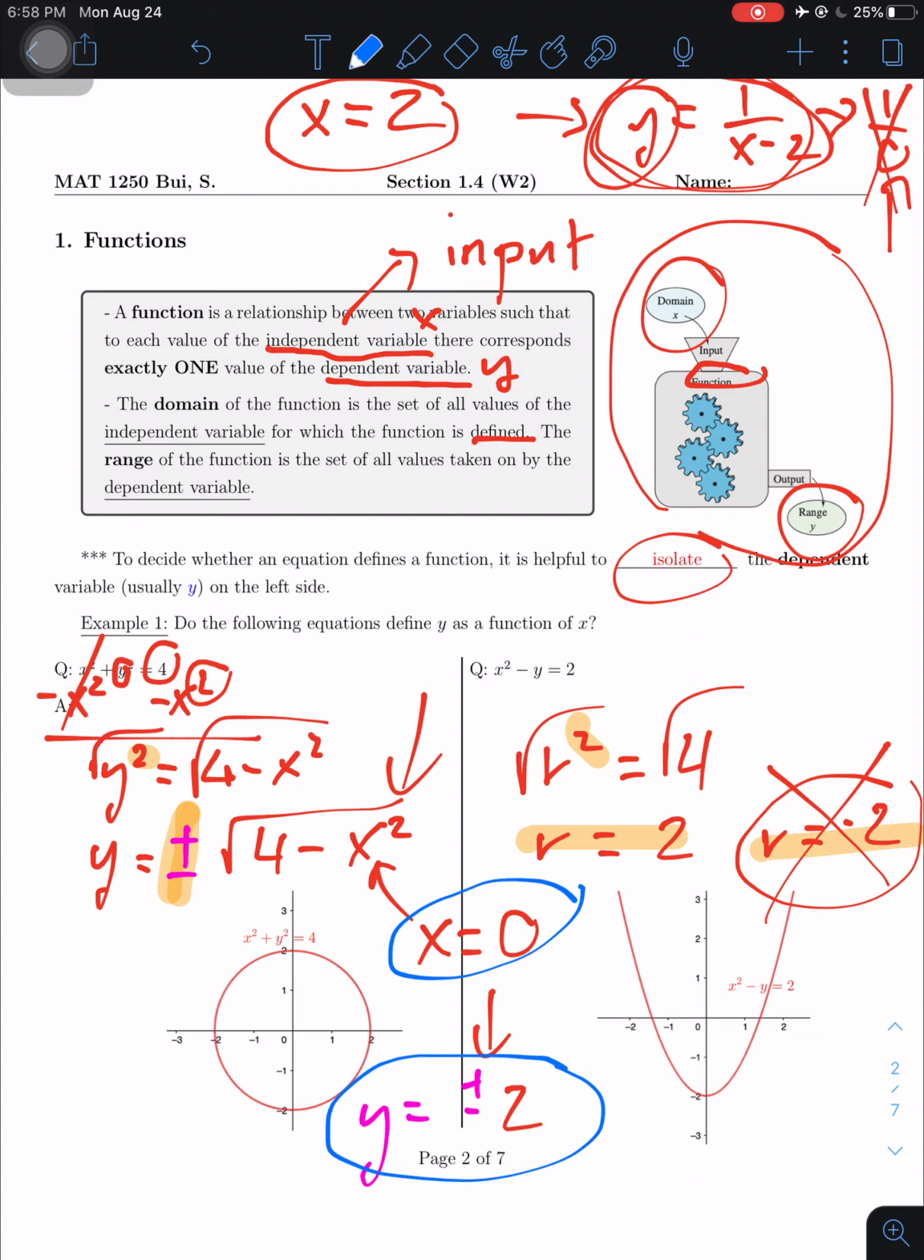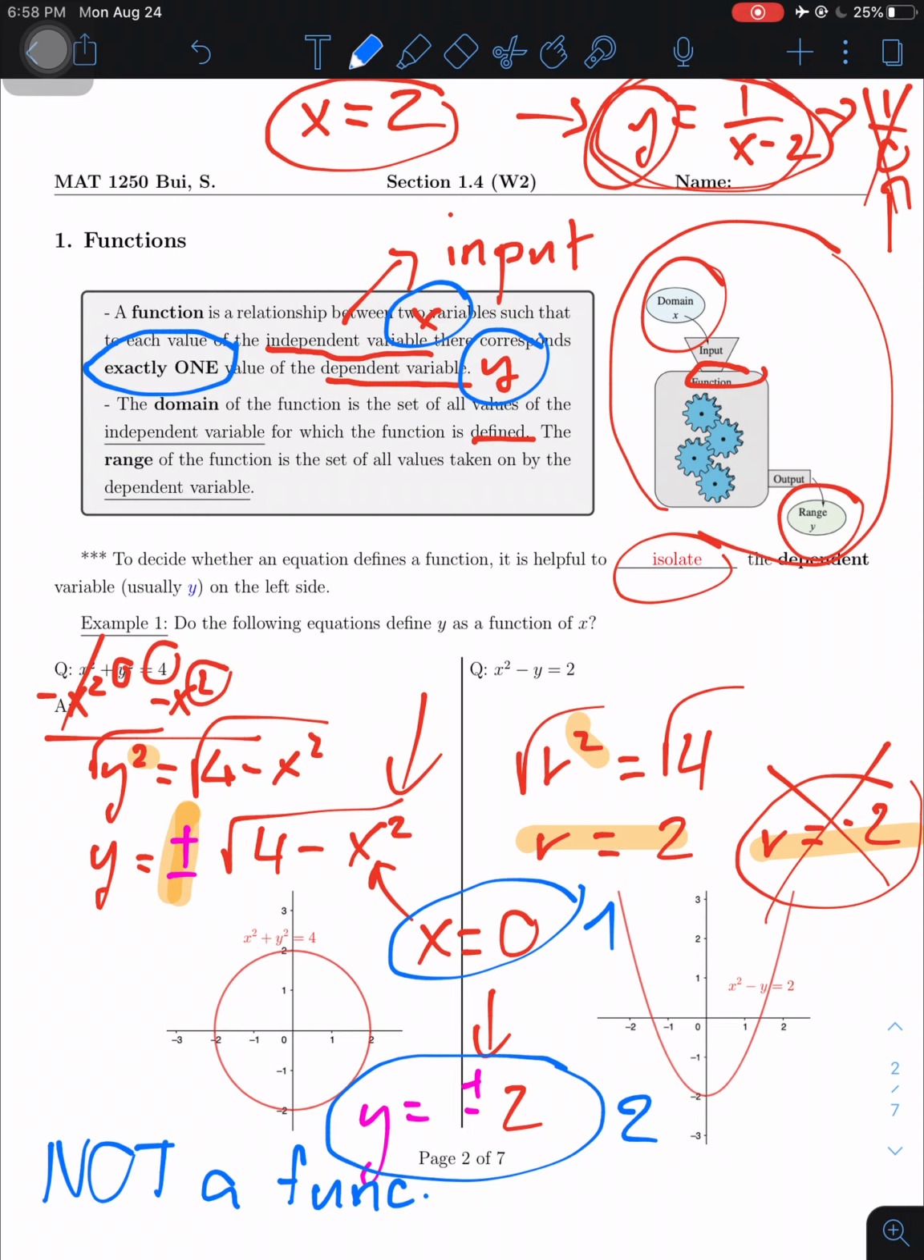Is that a function? I don't think so. Why? Because by the definition, a function says that for one x value, we must have just one y value. And in here, for one x value, we have two y values. That's bad. That's not good for a function, right? That's why this one is not a function. Let me put a shortcut for this one because I don't want to write out the whole thing.